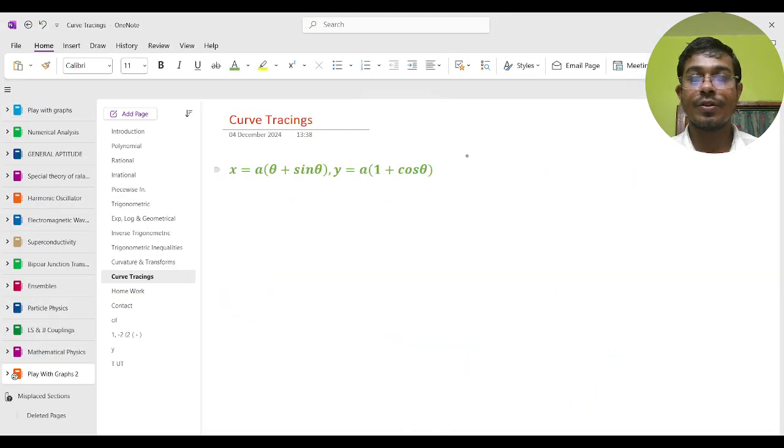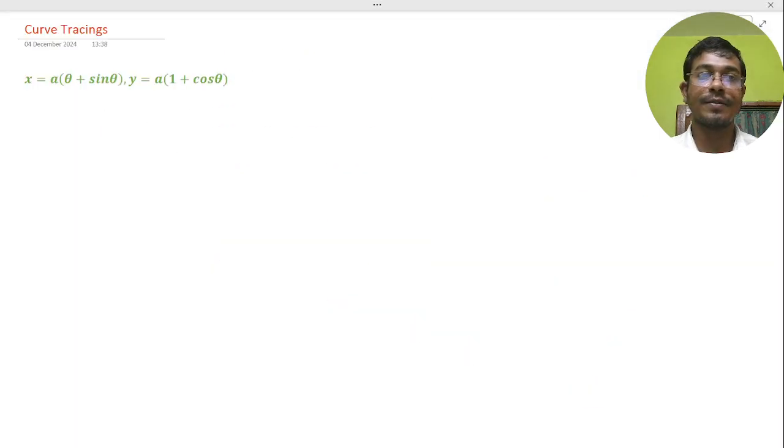Now we go to our next and final topic, which is curve tracing. Curve tracing is nothing but working with a parametric equation and drawing the curve. Here we sketch the curve of the parametric equation, theta dependence, x equal to a into theta plus sin theta and y equal to a into 1 plus cos theta. The range of theta belongs to minus pi to pi, and we draw a table.